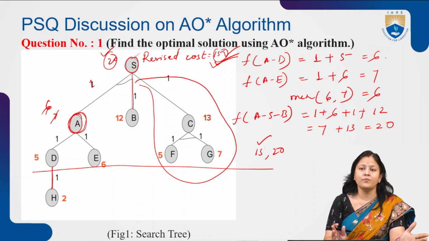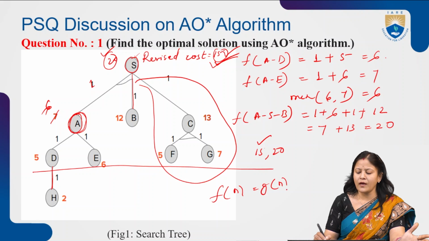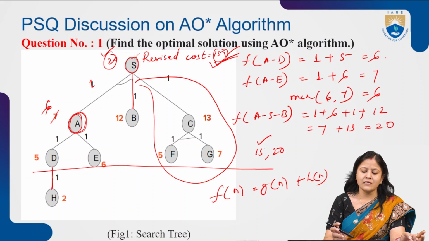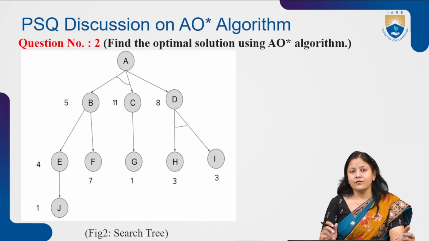One thing we need to remember: Fn is equal to Gn plus Hn, this formula, and the Gn value for all the edges is considered as 1. And whenever we are calculating any heuristic value, it should be propagated to the goal node. These three things we need to consider here. Now let us solve another question.